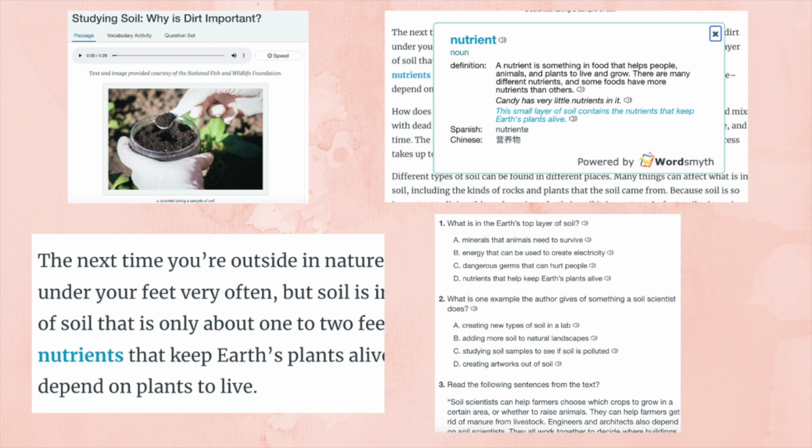If you're using ReadWorks online, your child has the option of listening to the article. They can click on the blue words, which are the vocabulary words for the text, which they will then have a definition provided for them.